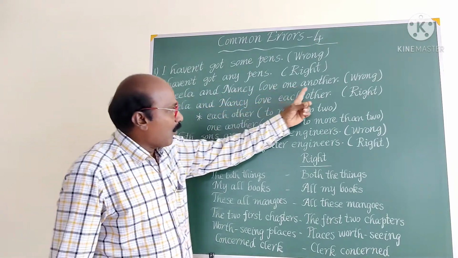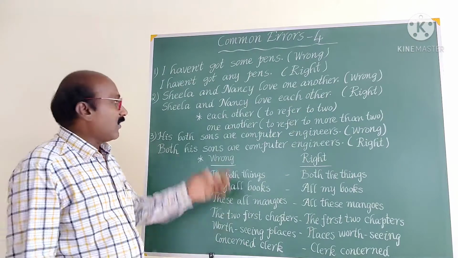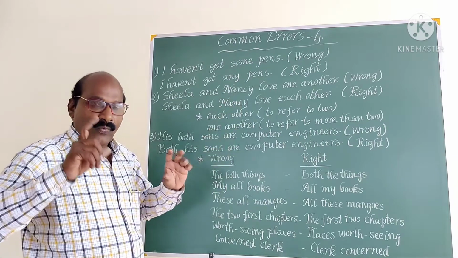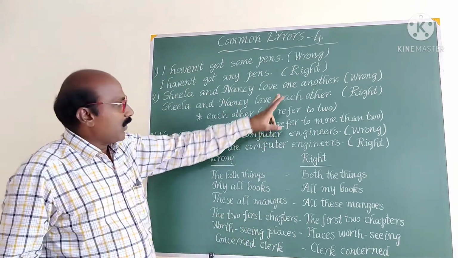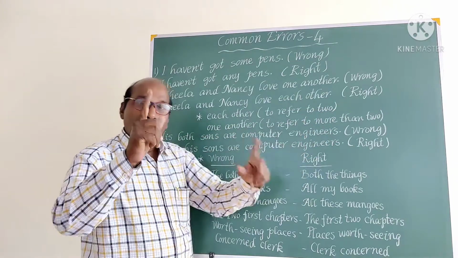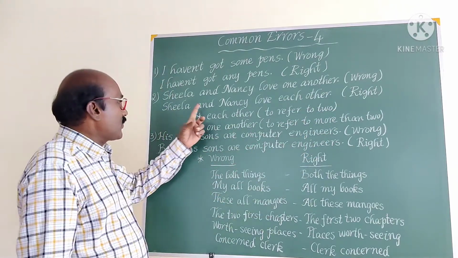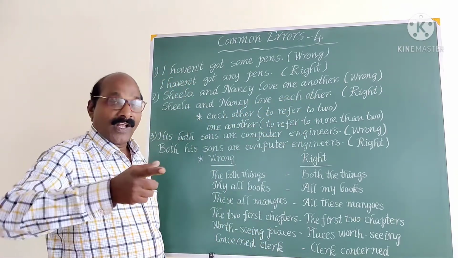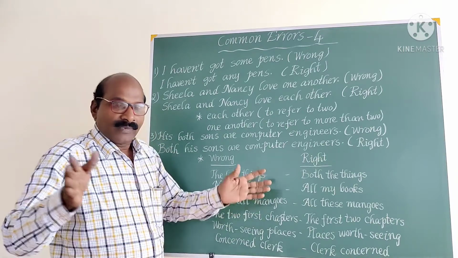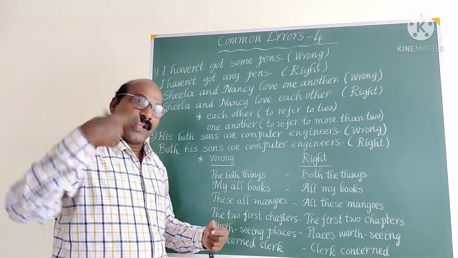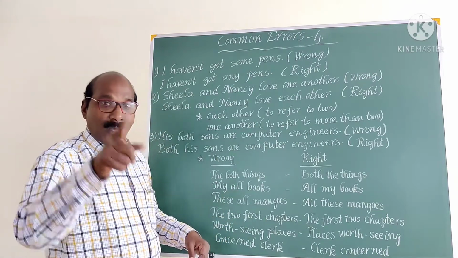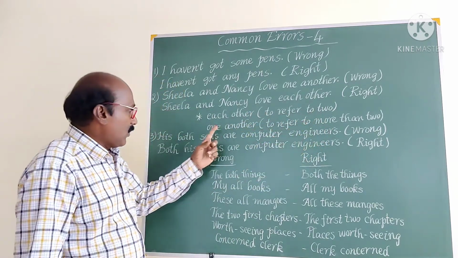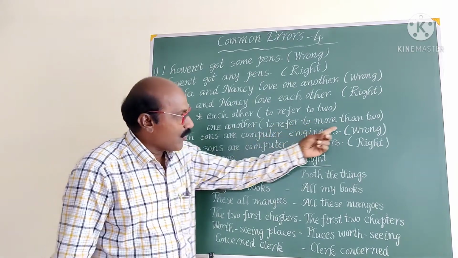Sheila and Nancy love one another. It's a wrong expression. Here you find only two persons, Sheila and Nancy. When we refer to two persons, we should never use one another. Instead, we should use each other. Sheila and Nancy love each other. Do remember, when we are referring to two persons, use only each other. When we are referring to more than two, we have to use one another. See here, each other is used only to refer to two. One another is used only to refer to more than two.